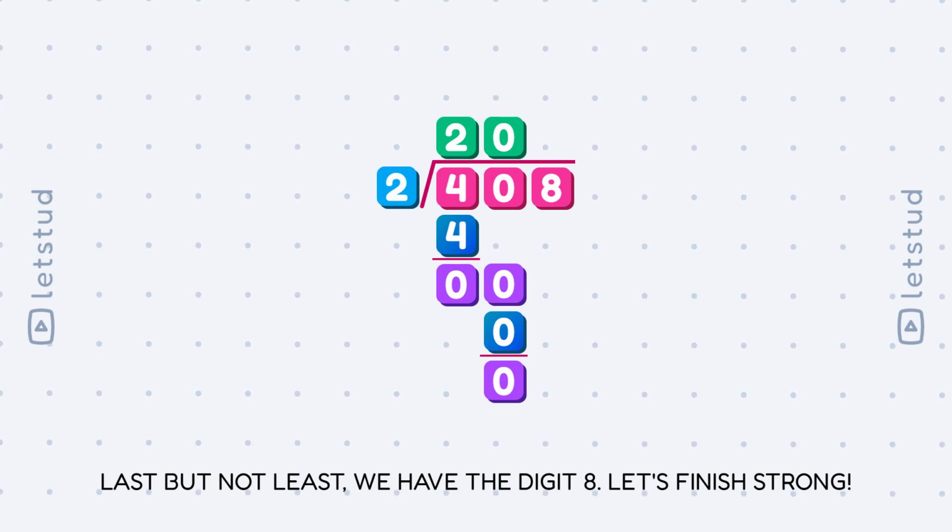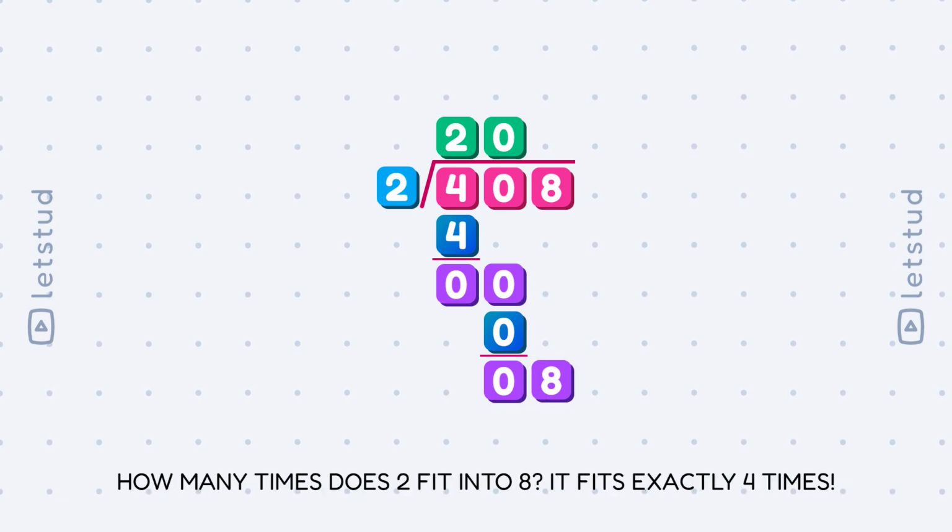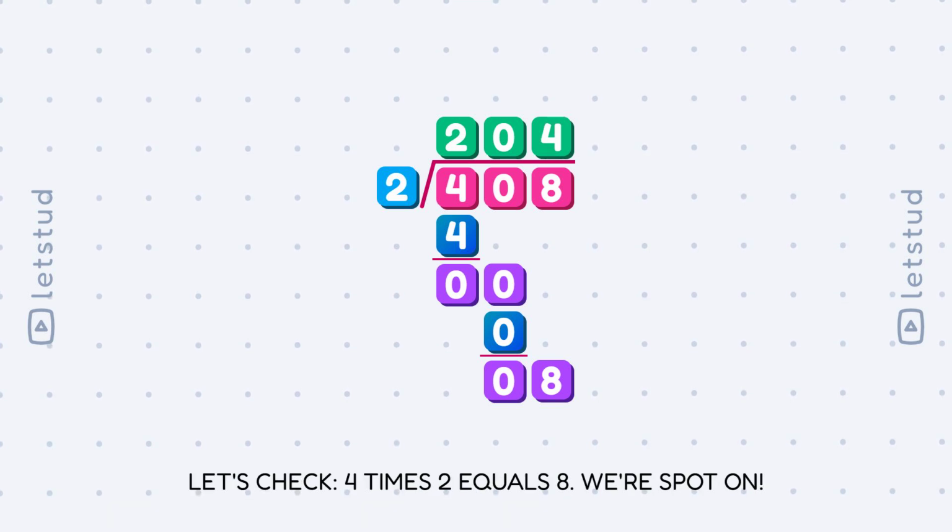Let's finish strong. We bring down the 8 next to our current remainder. Now we have 8. How many times does 2 fit into 8? It fits exactly 4 times. Let's check. 4 times 2 equals 8. We're spot on.